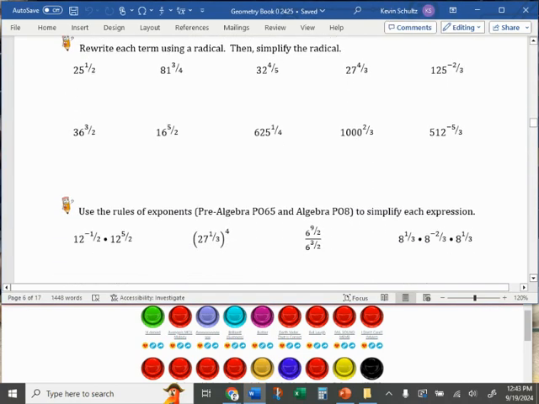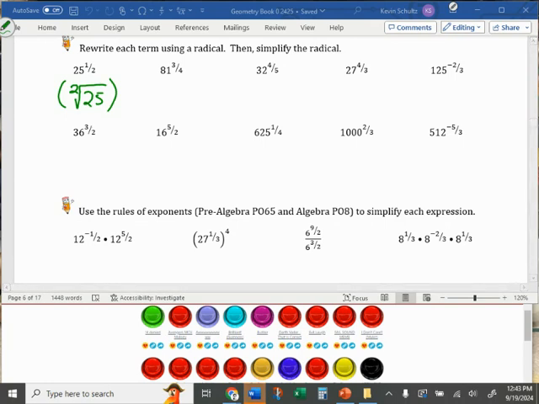Anyway, rewrite the term using a radical, then simplify it. 25 to the 1/2 power. Where does this 25 go? In the root. What's the degree of this root? 2. The denominator becomes the degree. This total is taken to the power of 1, which is the numerator of the fraction. The same 3 numbers that are here are the same 3 numbers that show up here. It's just where do I put them?